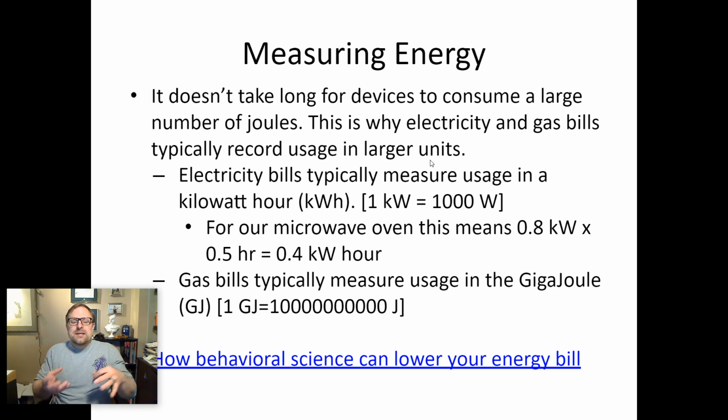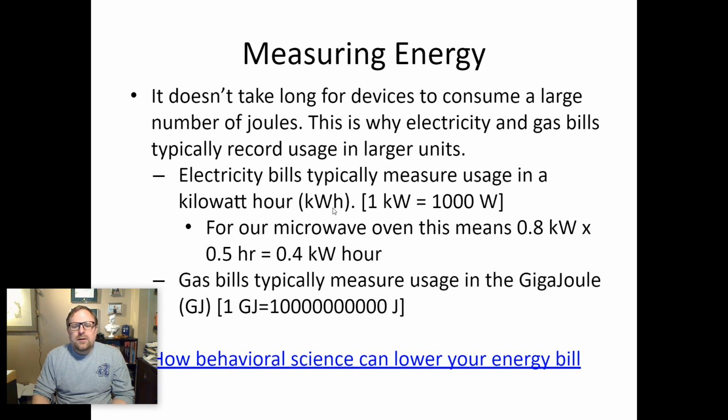And so electricity bills tend to use something called a kilowatt hour. So it's basically another measurement of energy because we're taking power in the form of watts and multiplying it by hours in the form of time. Kilo is a modifier, a prefix that means 1,000 of something. So 1 kilowatt, kilo meaning 1,000 of something, means 1,000 watts.